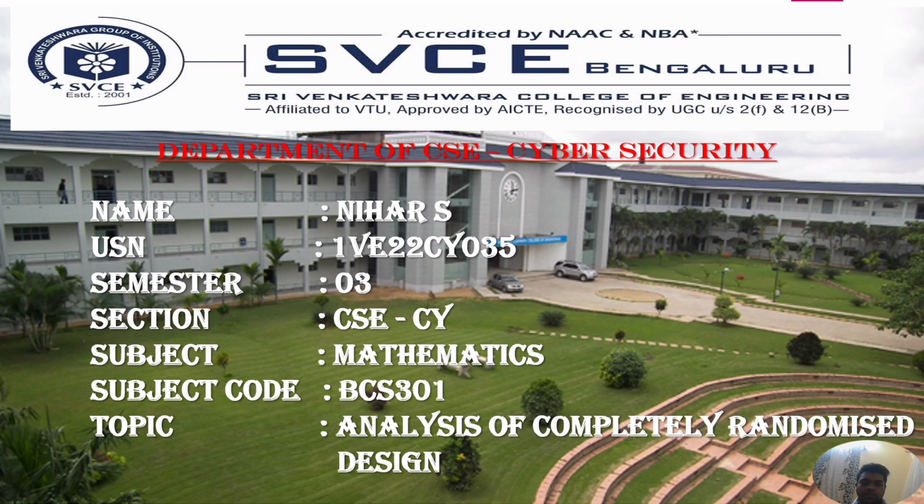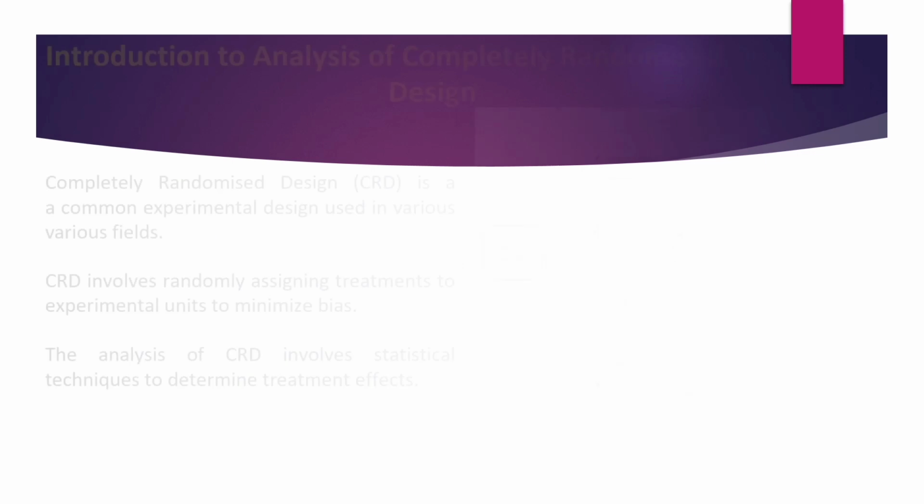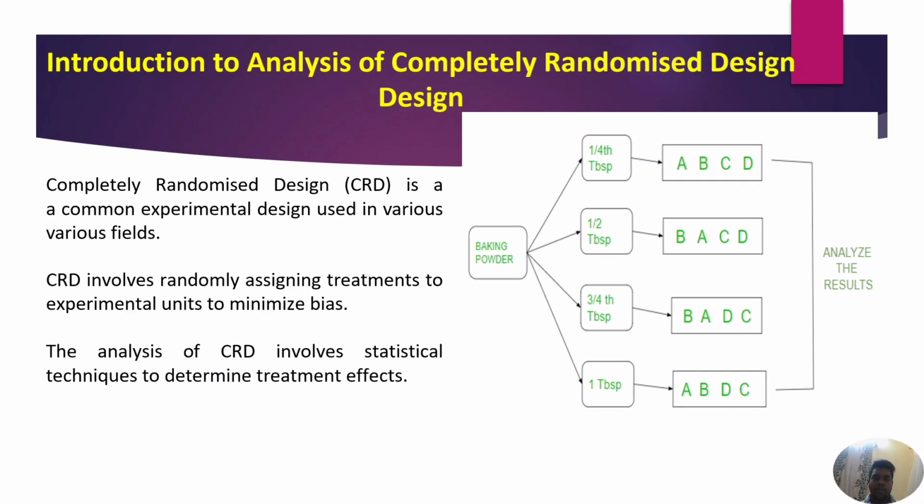Today, let's discuss the topic: analysis of completely randomized design. Moving on to the topic, here is a small introduction. Completely randomized design (CRD) is a common experimental design used in various fields. CRD involves randomly assigning treatments to experimental units to minimize bias. The analysis of CRD involves statistical techniques to determine the treatment effects.